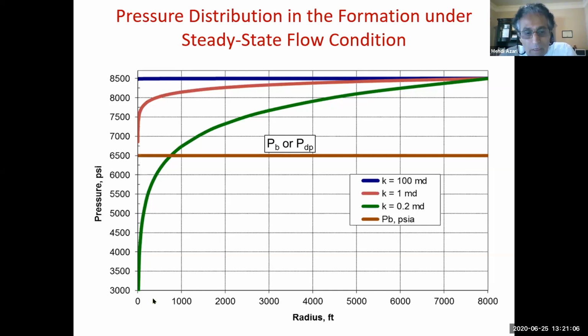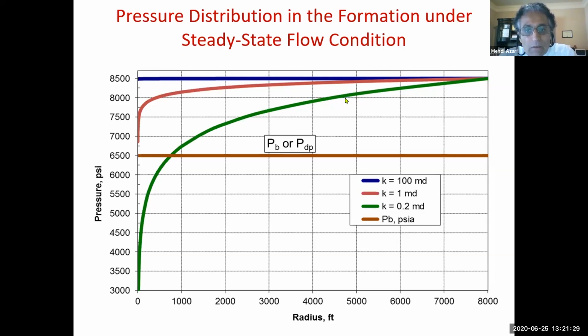Now, if you look at the reservoir, this is a reservoir, this is a wellbore, this is 8,000 feet into the reservoir, and this is the pressure scale. And the brown is your bubble point or dew point. If you have a 100 millidarcy formation, pressure drop is not significant. You don't see much pressure drop.